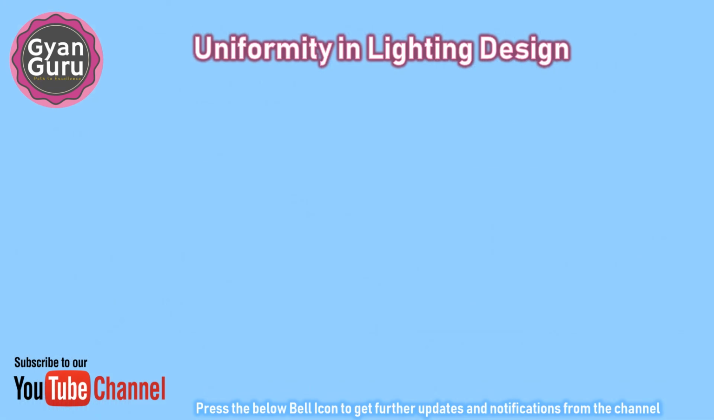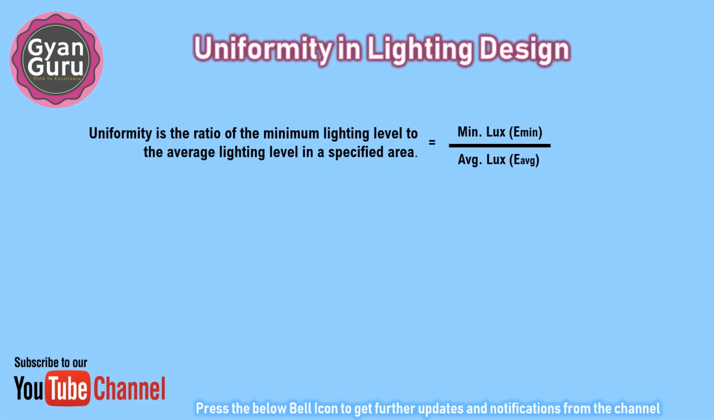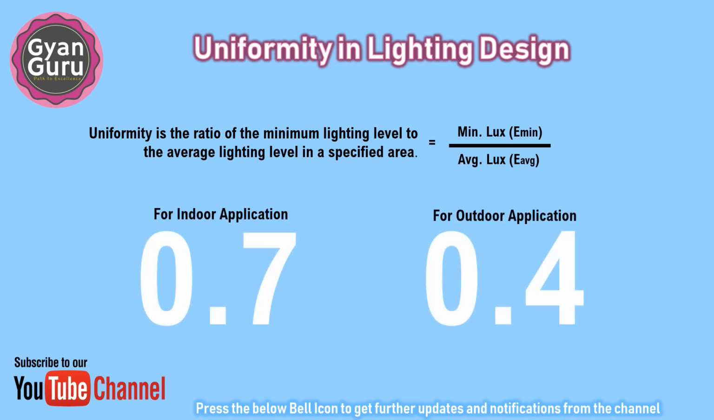Uniformity plays an important role in lighting design. Uniformity is the ratio of minimum lux level to average lux level. The ratio defines the uniform lux level distribution in a particular room. Generally, for indoor lighting it should be 0.7 and for outdoor lighting it should be 0.4. We can consider these values in our design unless specified otherwise by the customer.